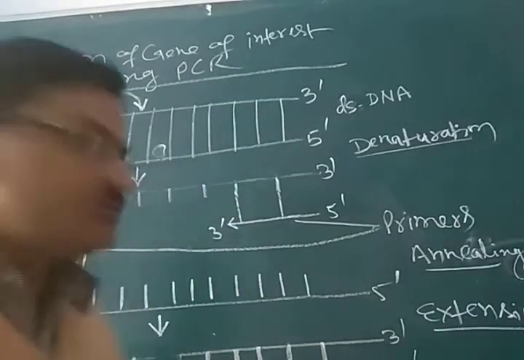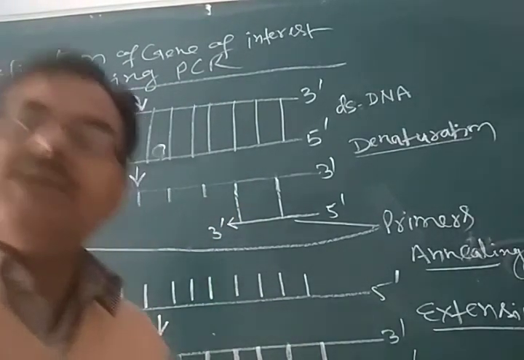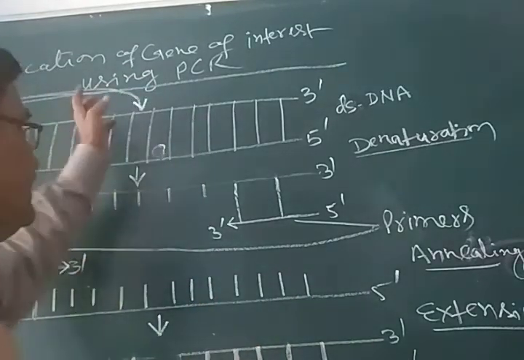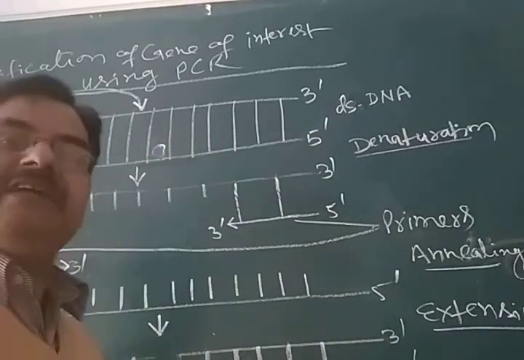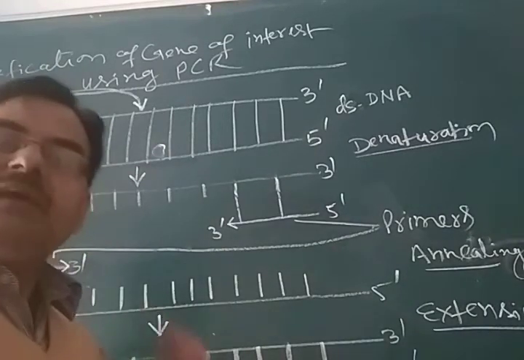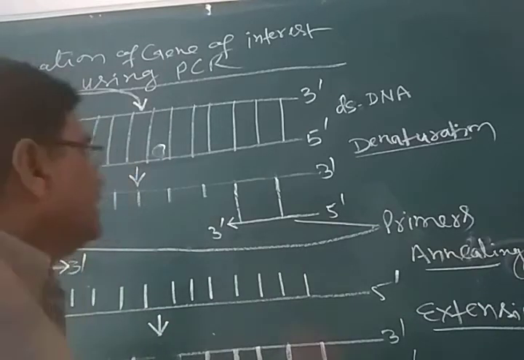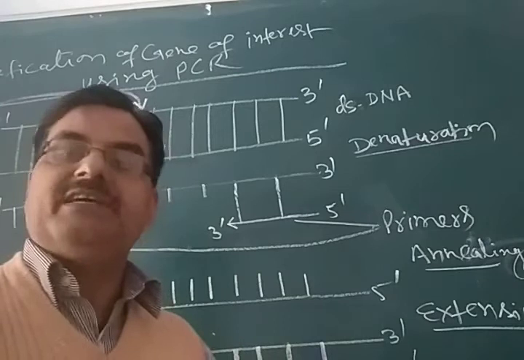Good morning, students. Today we are going to learn how to amplify a piece of DNA, or a desired gene, or gene of interest. We can amplify a piece of DNA or gene of interest by the process of PCR, which means the polymerase chain reaction.